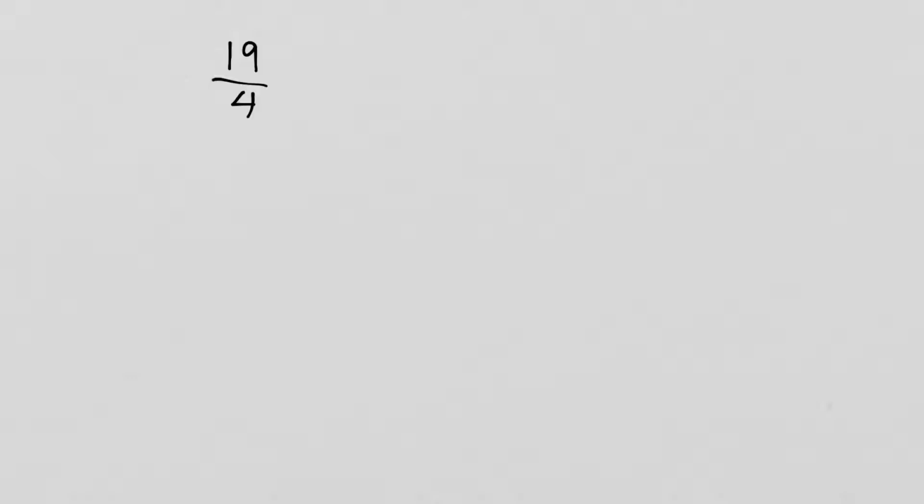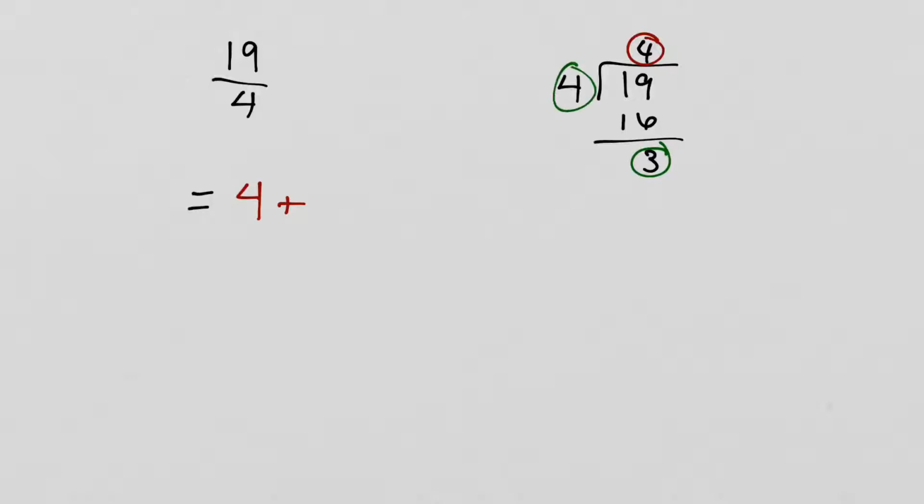The way we can figure this out is I can just take 19 and divide that by 4. 4 goes into 19 4 times. 4 times 4 gives me 16, so my remainder is 3. So this is the same thing as my dividend right here, 4, plus my remainder over my divisor. So that just gives me the mixed number of 4 3/4.